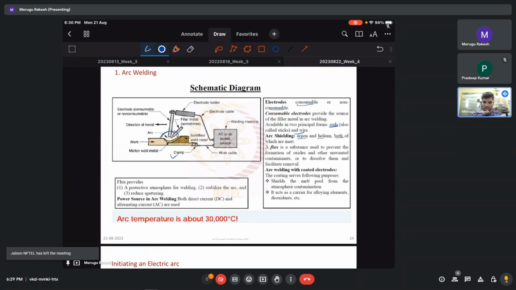In arc welding with coated electrodes, the coating serves the following purposes: it shields the metal pool from atmospheric contamination, and it acts as a carrier for alloying elements or deoxidants. The main aspects of flux are to protect the weld zone from the atmosphere, stabilize the arc, and reduce spattering. This is the temperature that is generated in arc welding.